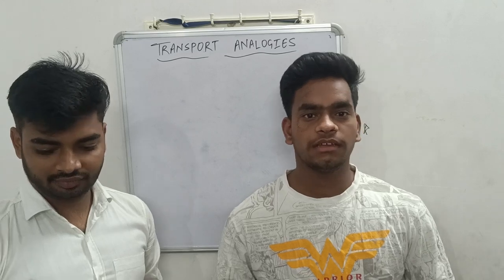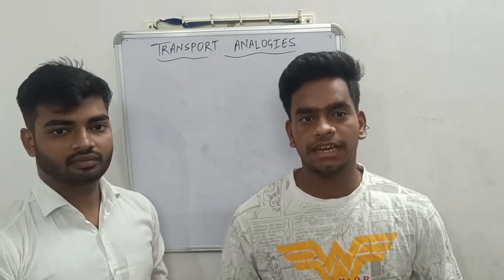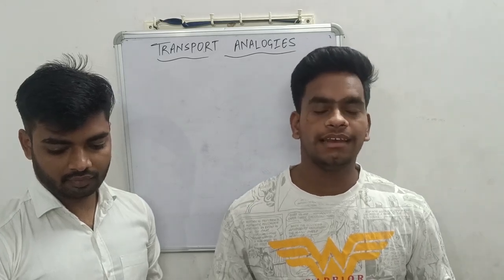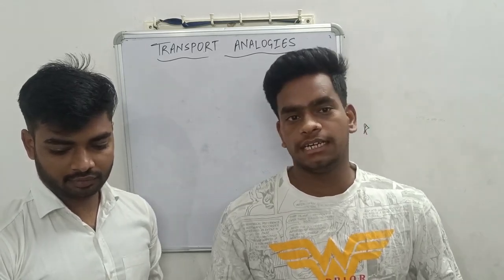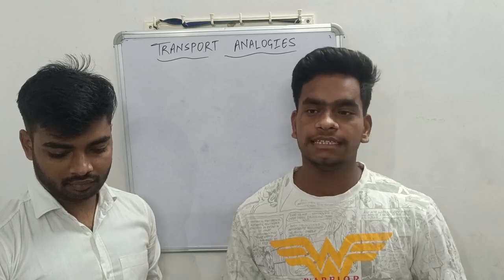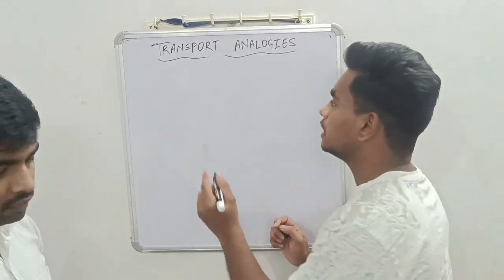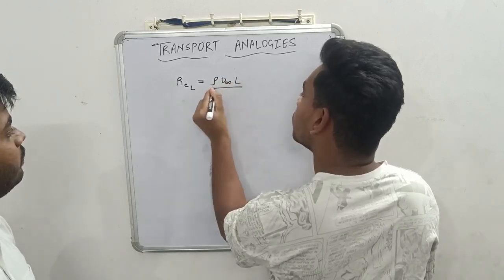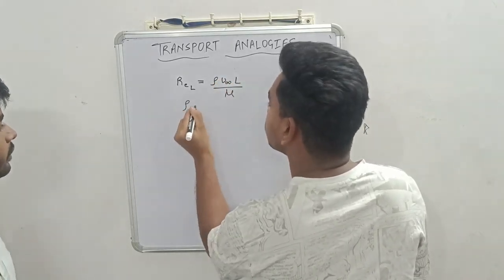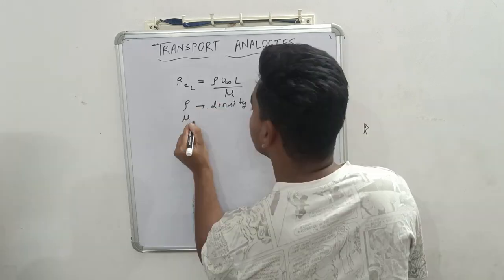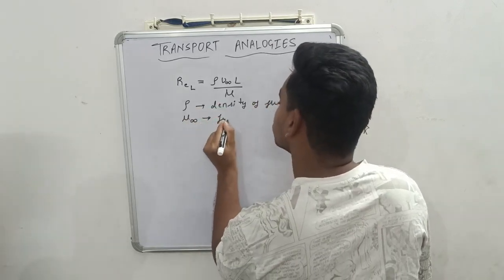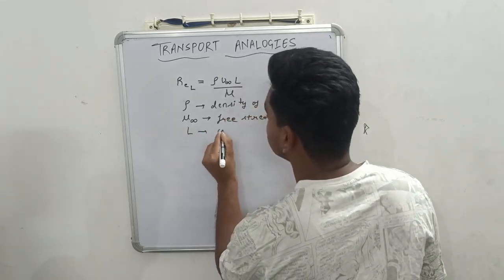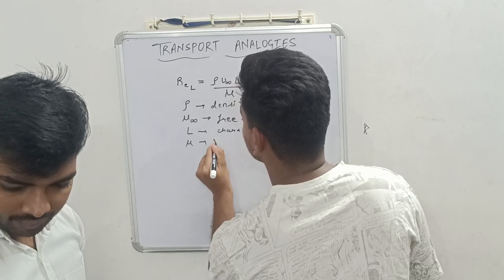In our question, the Reynolds number at length x equal to L is 1400, and the Reynolds number at length L is explained as rho u infinity L by mu, where rho is the density of fluid, u infinity is the free stream velocity, L is defined as the characteristic length and mu is the viscosity of the fluid.